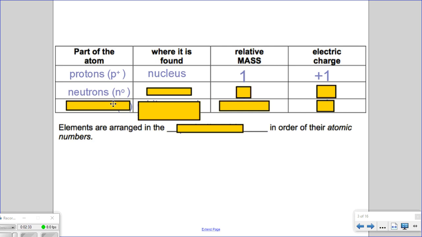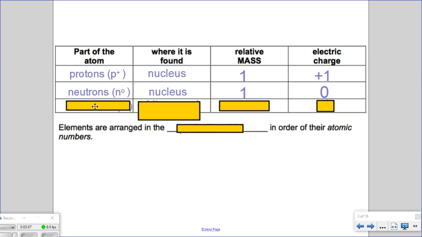Neutrons, we can abbreviate as lowercase n with a superscript 0. Neutrons, we also find in the nucleus. They have a relative mass of 1 as well, which means protons and neutrons have about the same mass, or we say the mass of a proton is equal to the mass of a neutron. The electric charge on a neutron is 0. It does not have a charge. It is neutral, hence the word neutron.